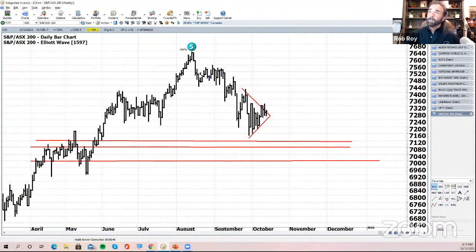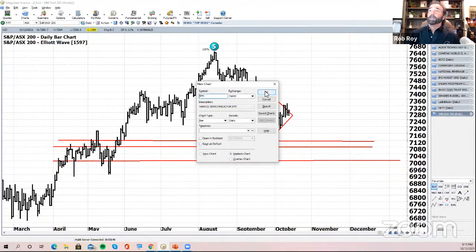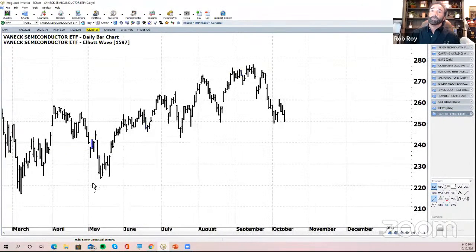But the symmetrical triangle is still in play, in my opinion, and the XJO ASX 200 could go in either direction from here. The SMH, I brought that up in the YouTube SPY updates, because I had mentioned that that was one of the better looking charts, like the Nifty is one of the better looking global markets. The SMH was one of the better looking indexes, if you will, within the US market. We broke that upper trend line and gapped up and have come down and filled that gap.